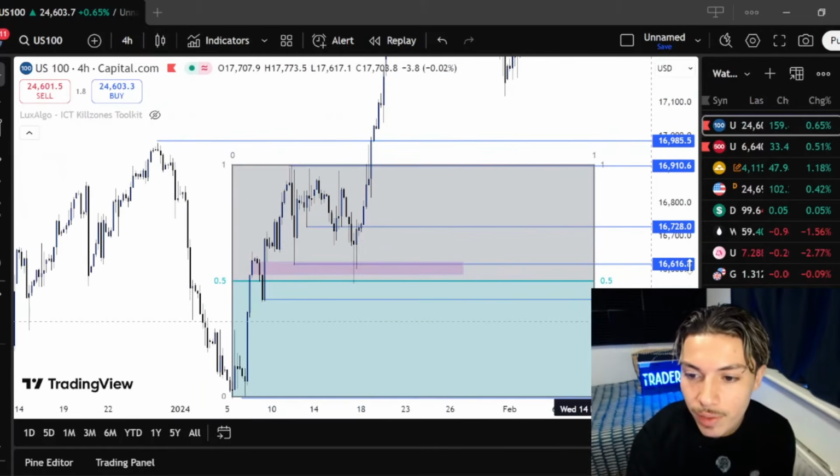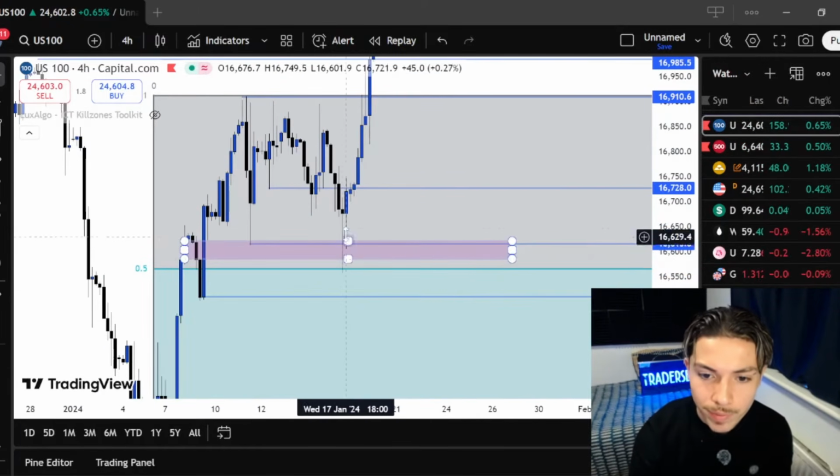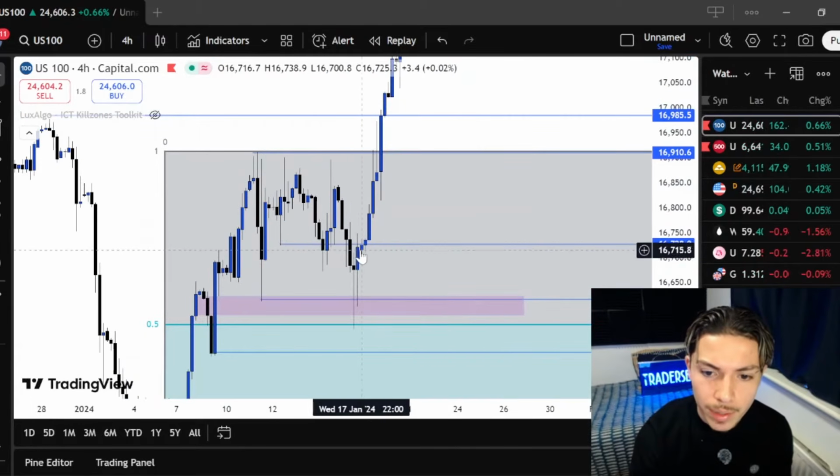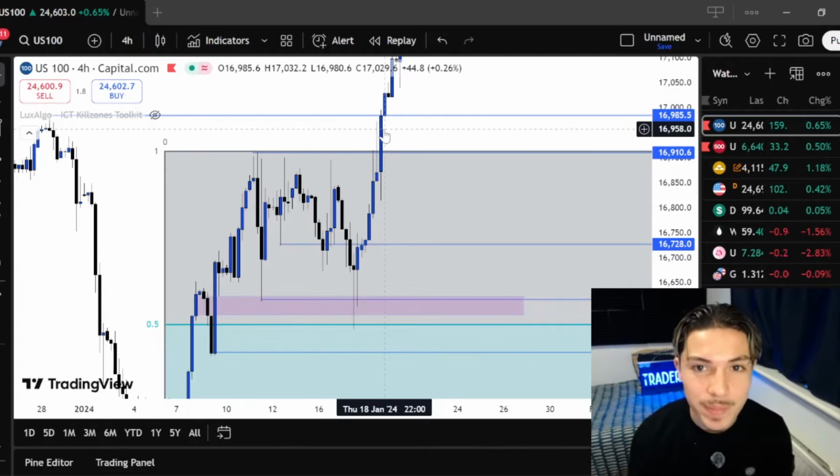And as you can see, the market comes towards that area perfectly, rejects off that area with this massive wick, and then bang, bullish, bullish, bullish, buys, buys, buys. You see, that's how to read the market like a book.